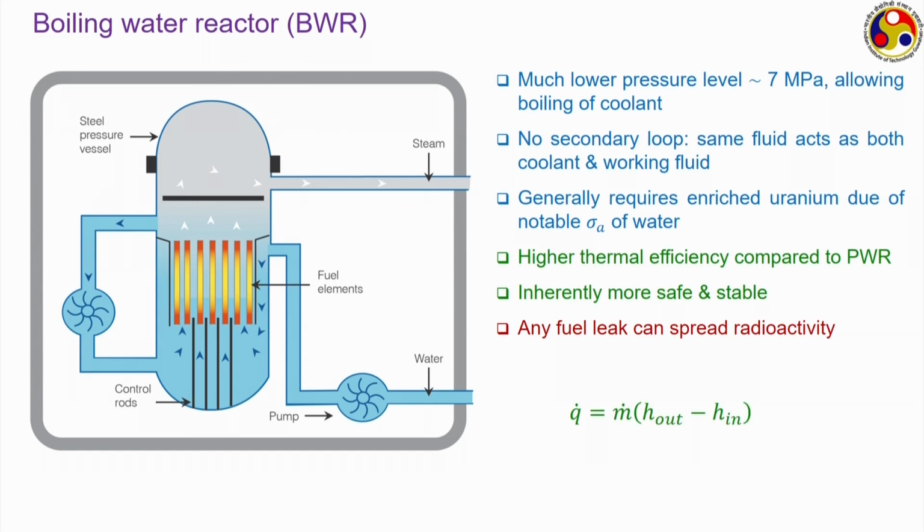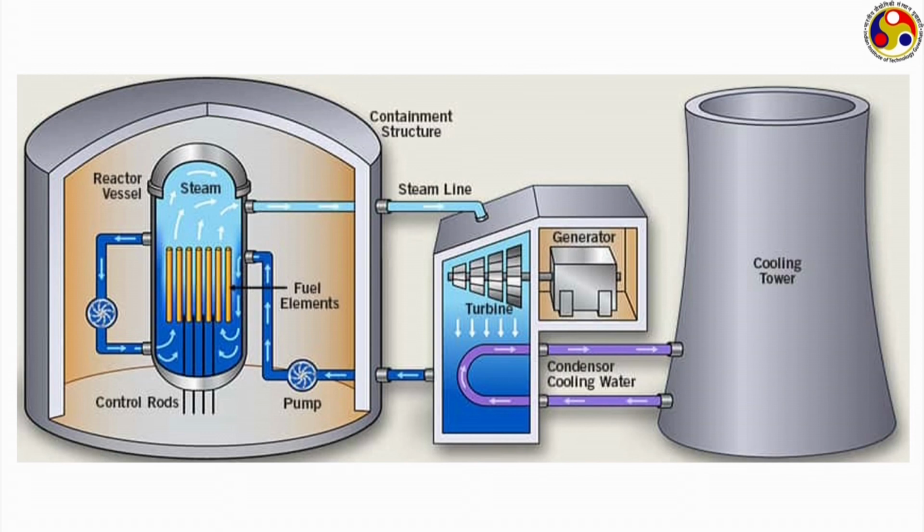This is the corresponding energy balance equation, Q dot equal to m dot into delta H, and delta H can be written in the corresponding mixture form, where x refers to the mass fraction of the vapor phase and 1 minus x refers to the mass fraction of the liquid phase.